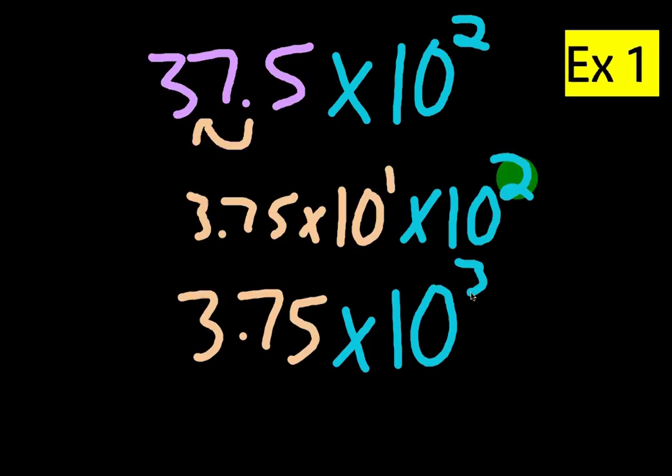3 simple steps. We started with 37.5 times 10 squared. We converted the Mantissa to scientific, and we got our new number, which is our final answer. If you have any other questions about this example, let me know.